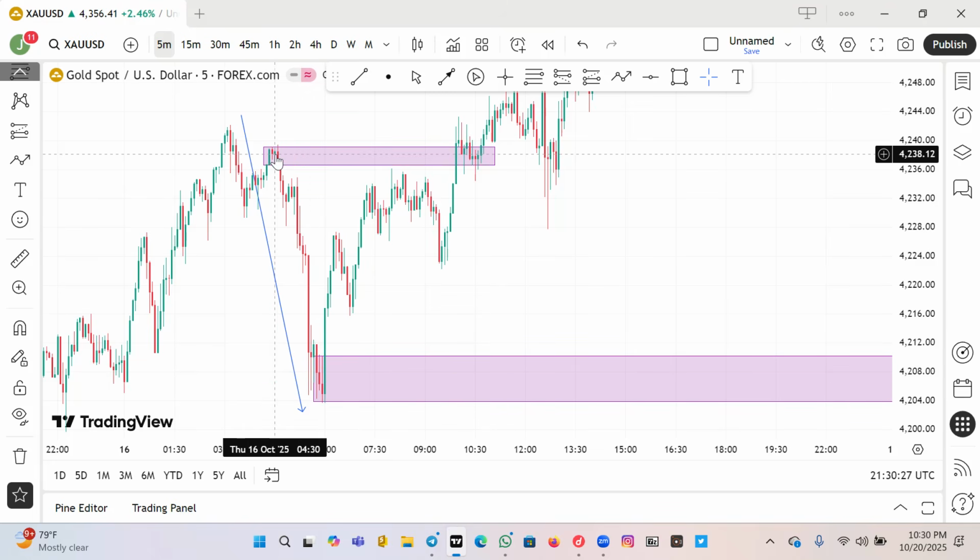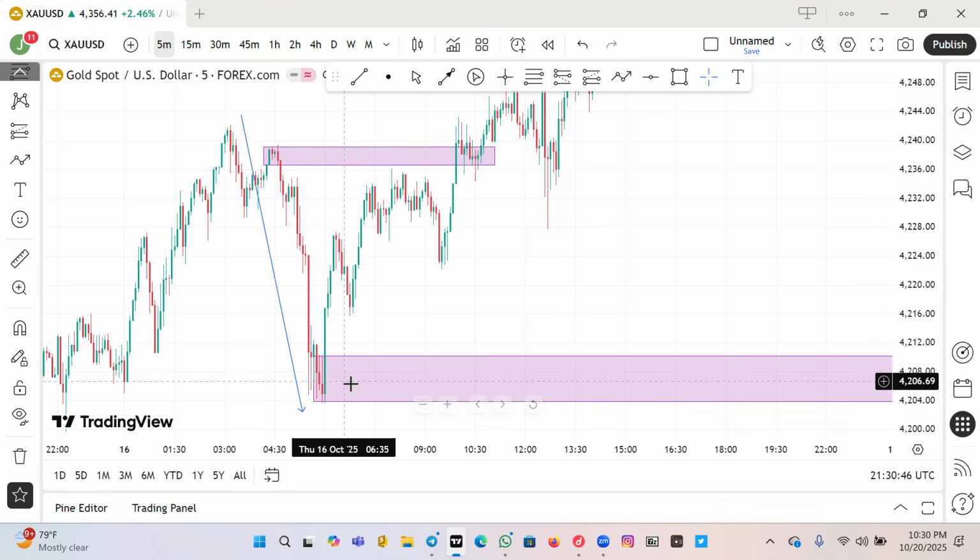So this one here is an unmitigated order block. Look, nothing happened after it formed this green candle. I said the last green candle, it then formed this red candle to the downside. Nothing tapped into it before finally pushing to the downside. So this is an unmitigated order block.